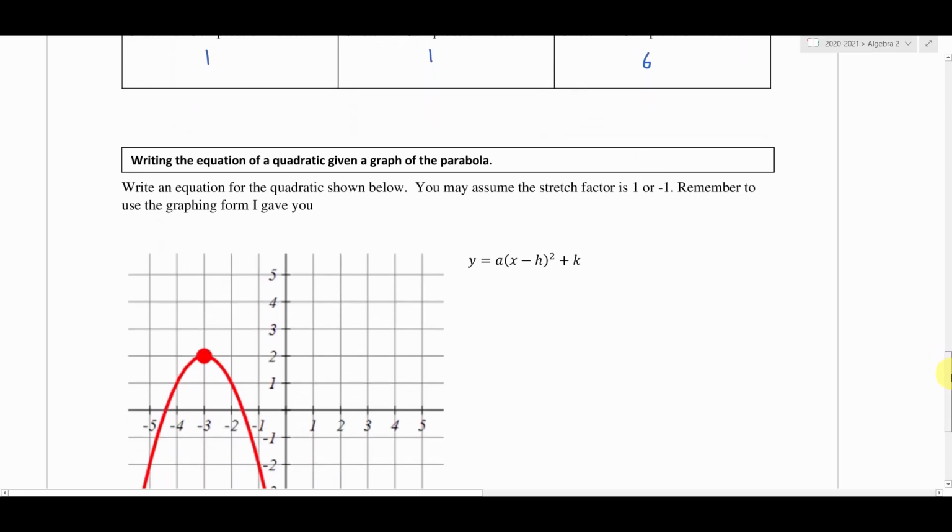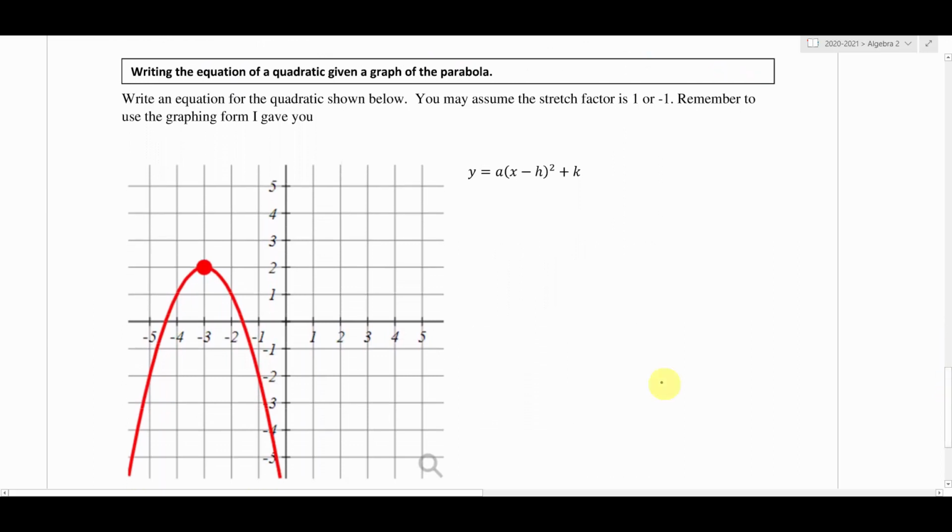All right, last problem we're going to talk about today is just writing the equation of a quadratic given the graph. We've never gone in this direction yet, so we've never started with a graph of a parabola and been asked to write the equation strictly from the graph. I've given you a description of the transformations and asked you to write an equation, but never just the graph.